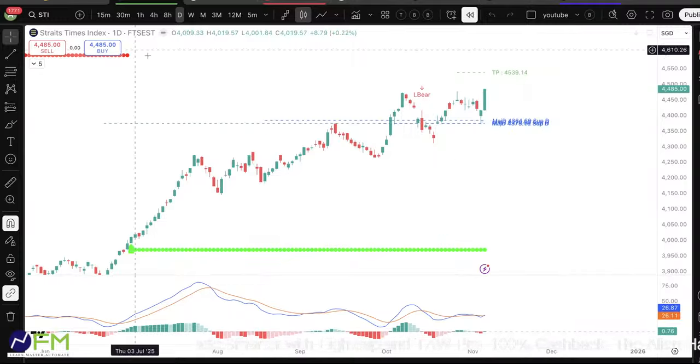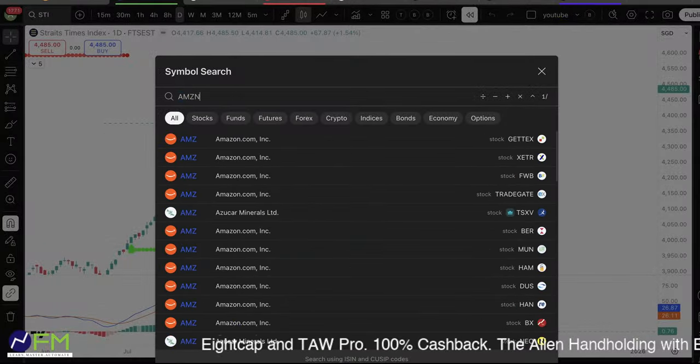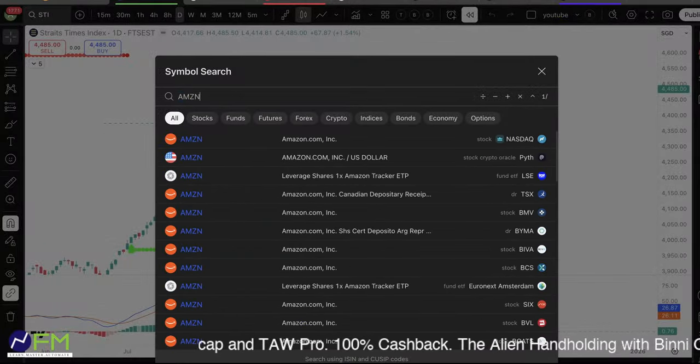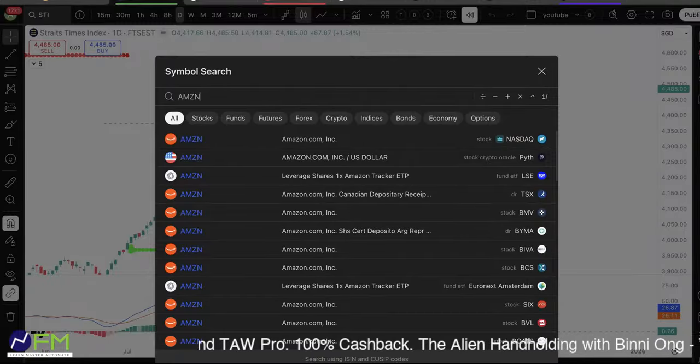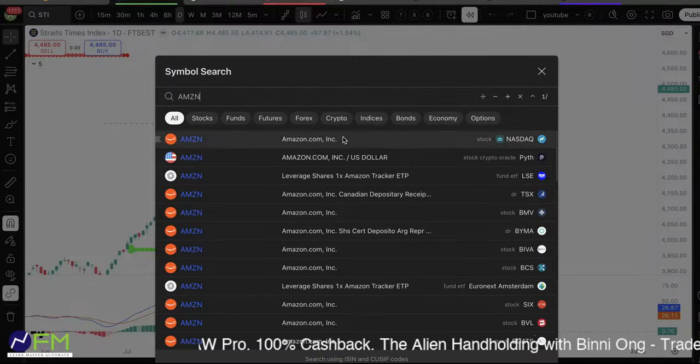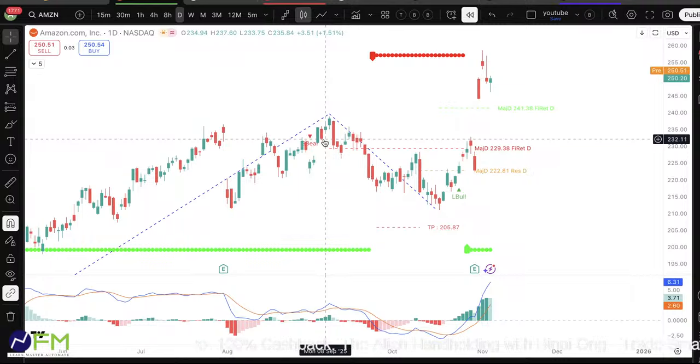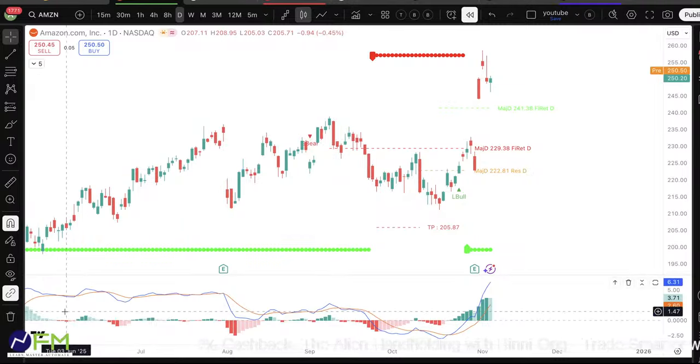Let me show you again a few trades that were done. Anybody traded Amazon recently? Amazon was very much covered in my community.